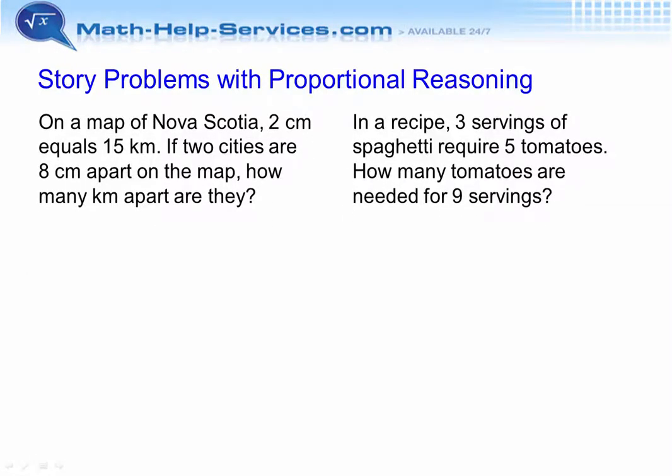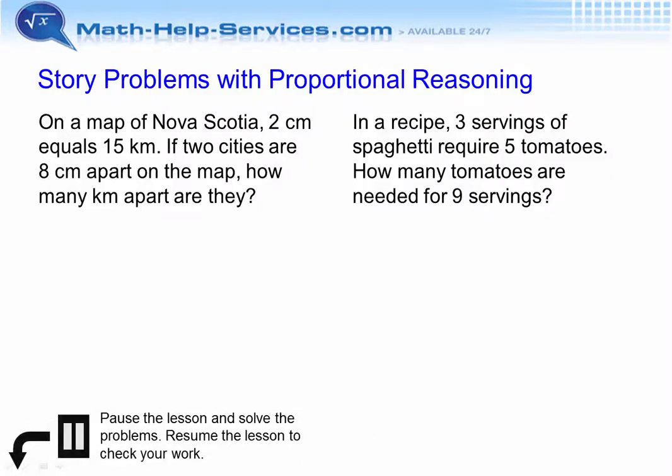Let's do 2 more. On a map of Nova Scotia, 2 centimeters equals 15 kilometers. If 2 cities are 8 centimeters apart on the map, how many kilometers apart are they? And, in a recipe, 3 servings of spaghetti requires 5 tomatoes. How many tomatoes are needed for 9 servings? Pause the lesson and solve the problems, then resume the lesson to check your work. Are you ready? Let's check.